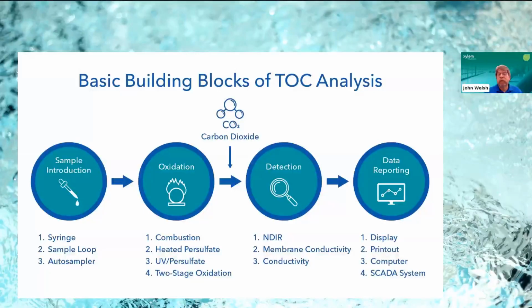The next step in the process is to detect that carbon dioxide. This is usually done by either a non-dispersive infrared detector, NDIR, or membrane conductivity or direct conductivity detectors. And then lastly, we have to do something with the data that we just generated from the analyzer. Of course, that's usually displayed locally at the analyzer, could be printed out to some device, and in most cases, stored somewhere, either on a local computer, internal computer, or a SCADA system.